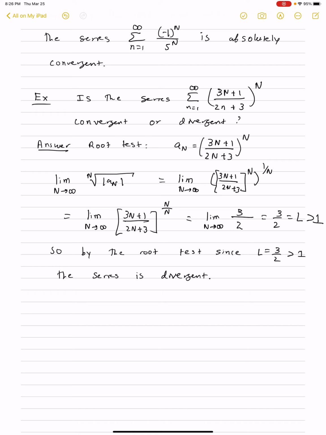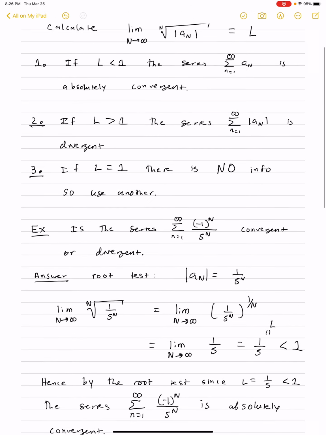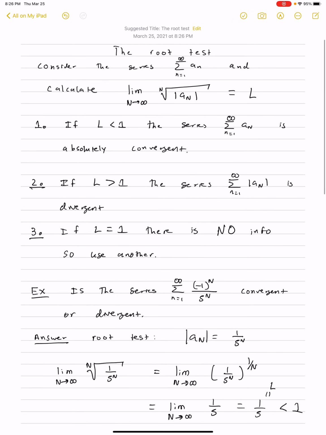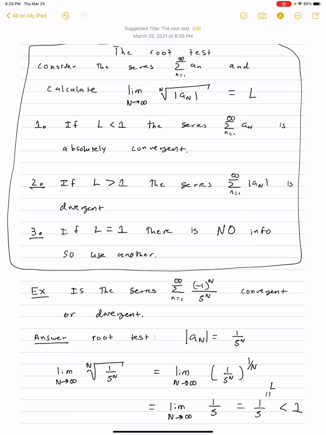So just to recap, what I want you to understand is the statement of the root test, everything from here to here. So know that we need to take the nth root of the terms in the sequence and compute its limit as n goes to infinity. Then we need to decide if that limit's less than 1. If it's less than 1, it converges. If it's bigger than 1, it's divergent. If it's equal to 1, there's no info.